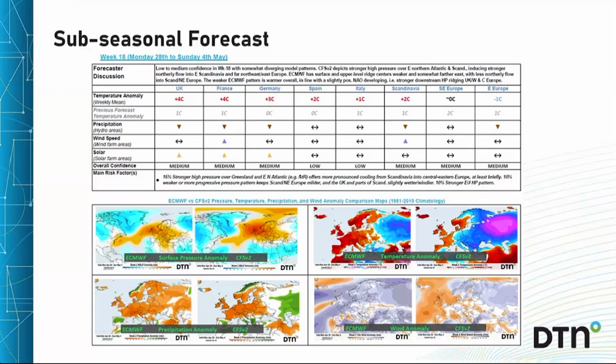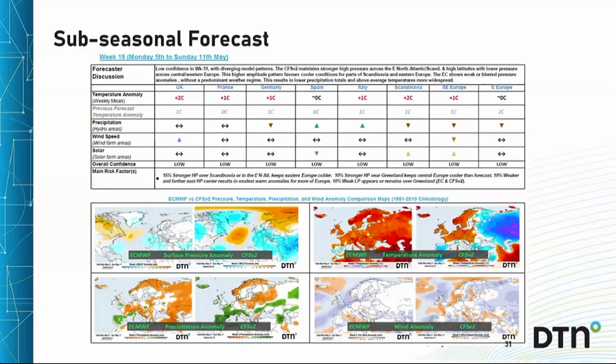For precipitation, both models show widespread drier than normal conditions with rain-bearing systems generally forced southwards across Iberia and around the Central Med. Just remember those cut-off low-pressure systems.